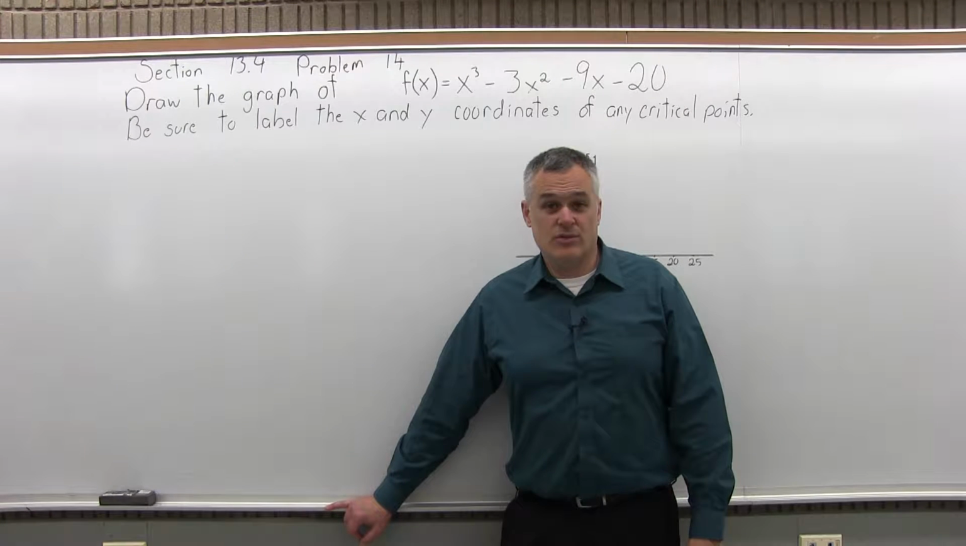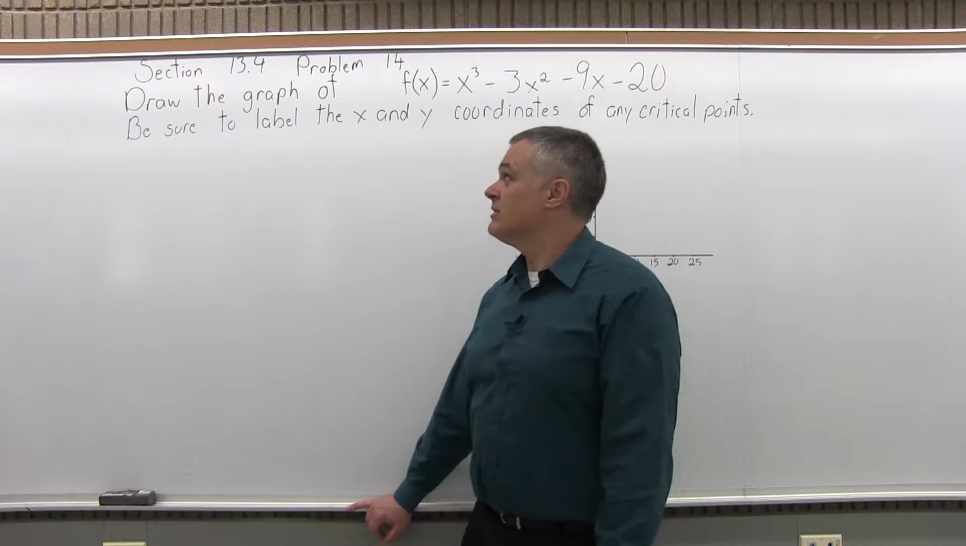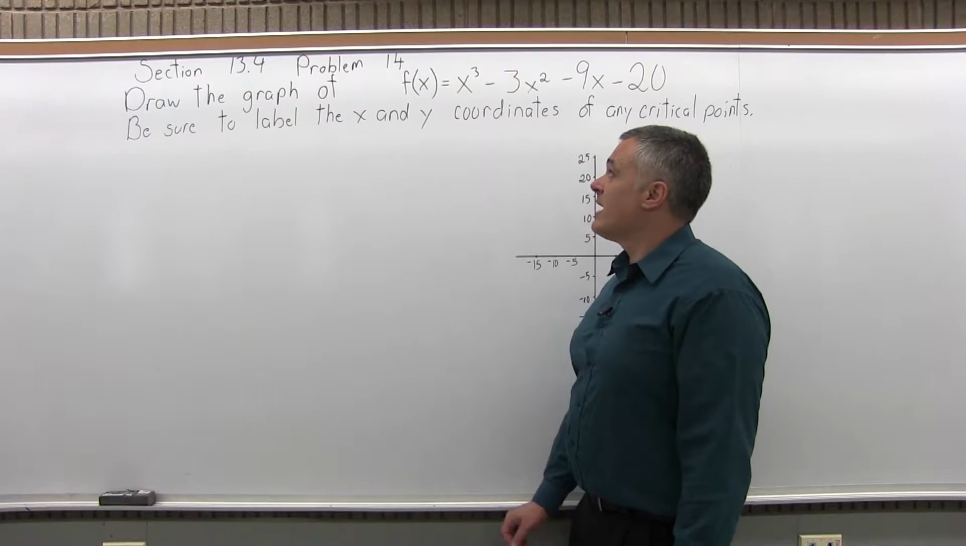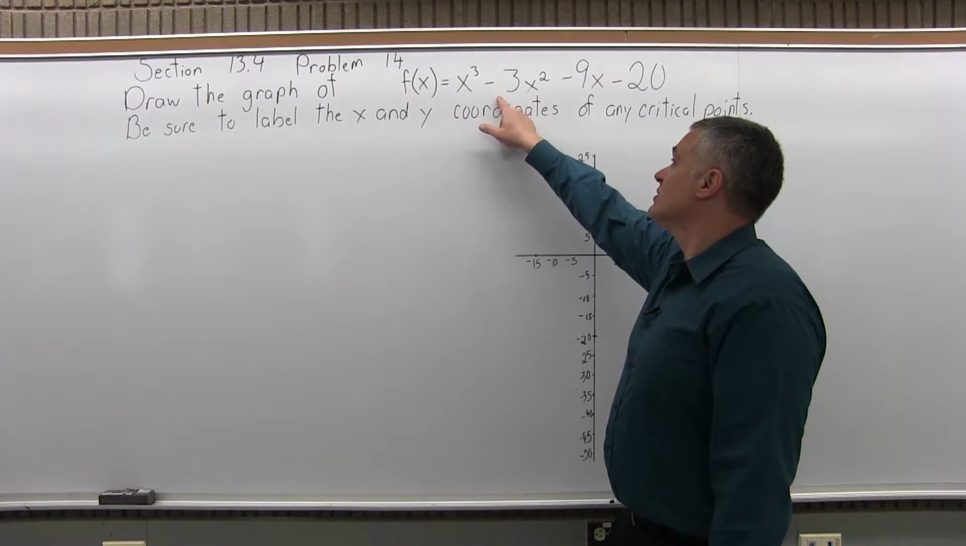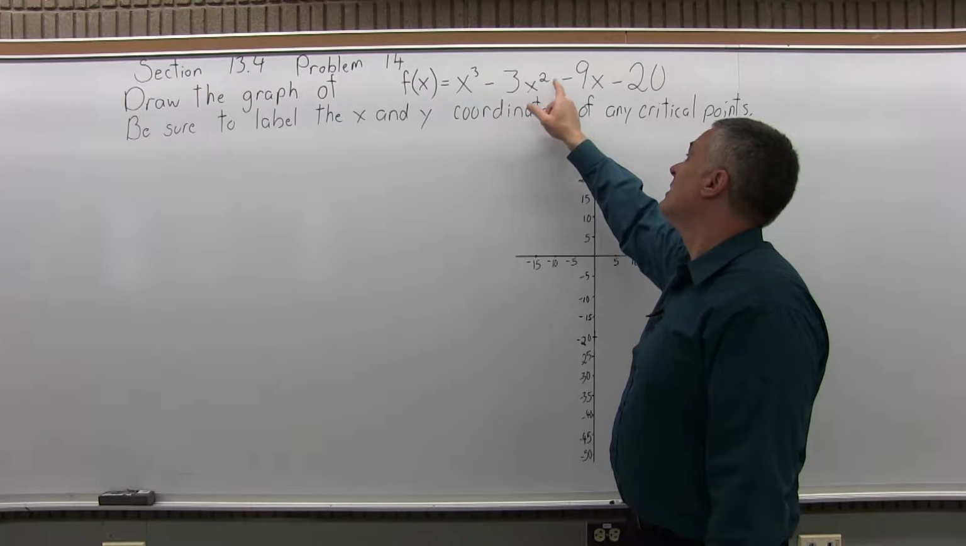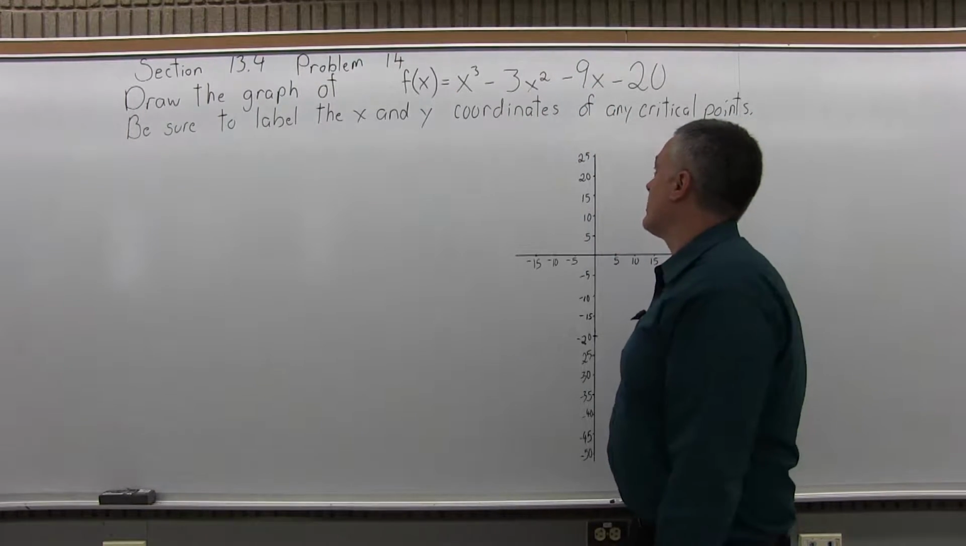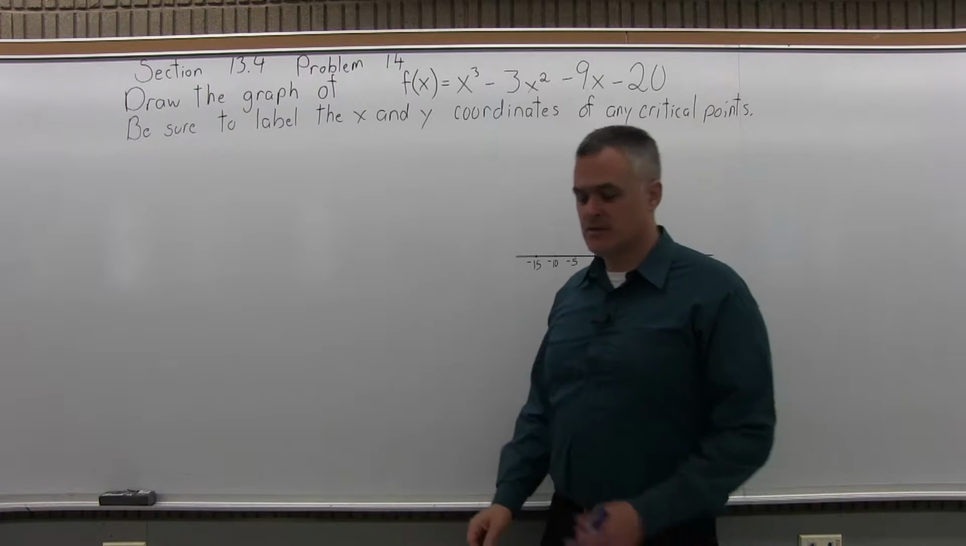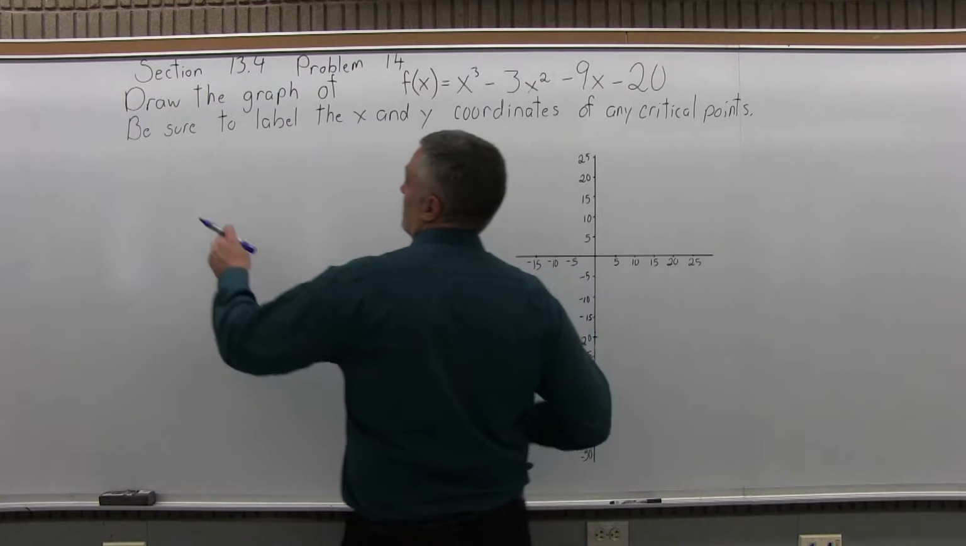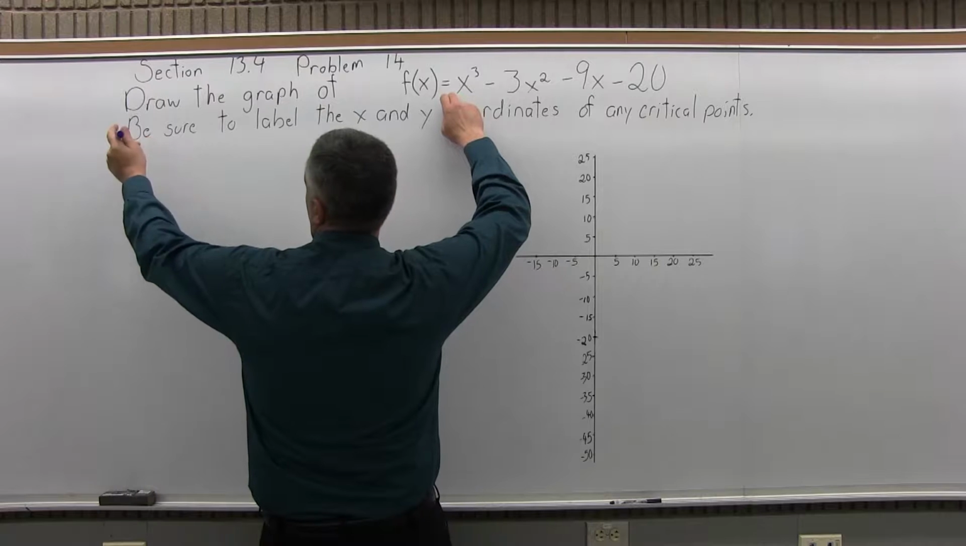This is Section 13.4, problem number 14. It says, draw the graph of f of x equals x cubed minus 3x squared minus 9x minus 20, and be sure to label the x and y coordinates of any critical points. So to start the process off, we're going to find f prime of x, the first derivative.